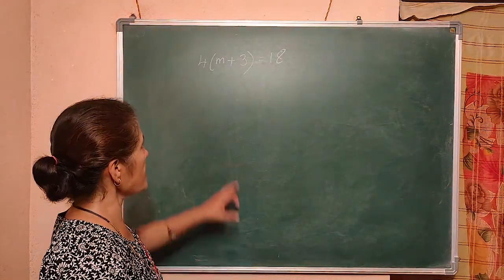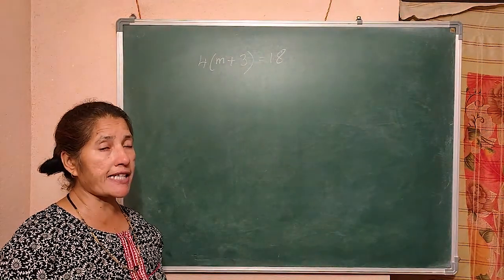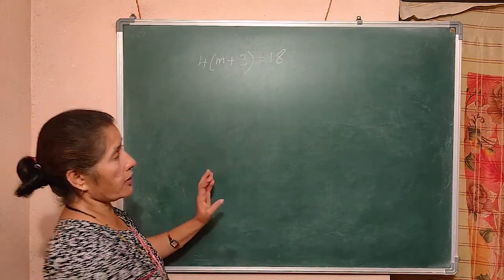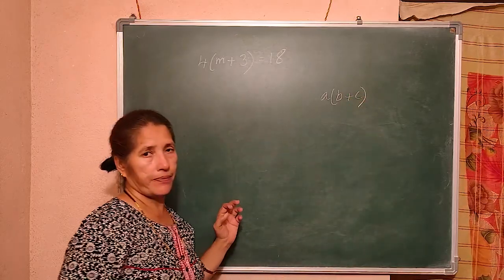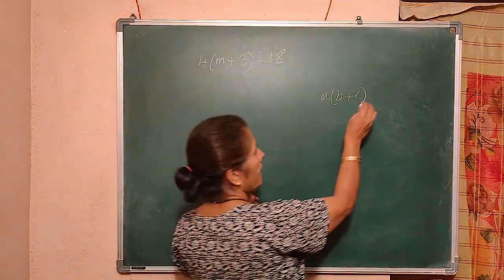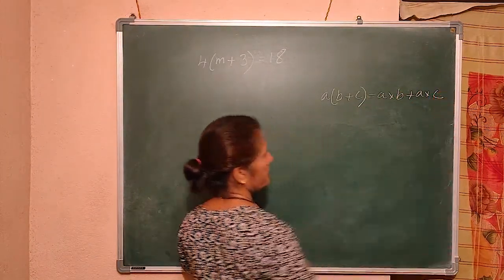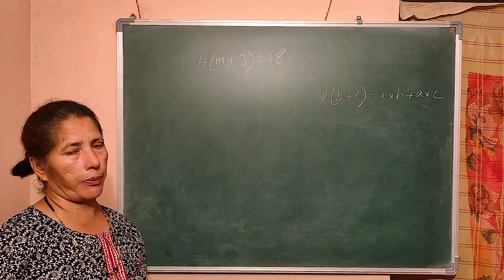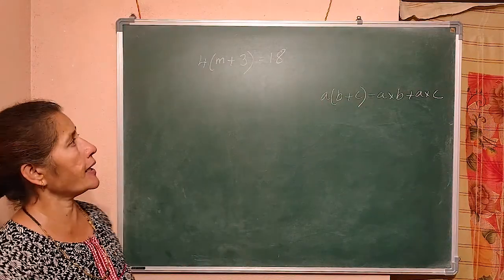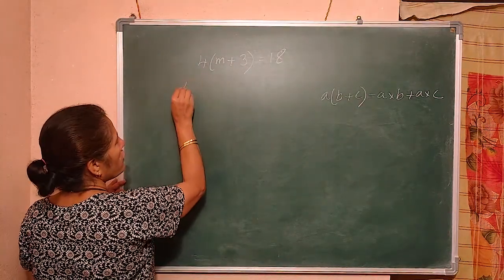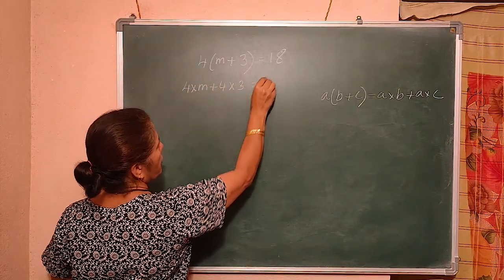Now next question is 4 into m plus 3 is equal to 18. We have already studied one rule: a into b plus c is equal to a into b plus a into c. So it is called the distributive property, isn't it? So what do you get? 4 into m plus 4 into 3 is equal to 18.